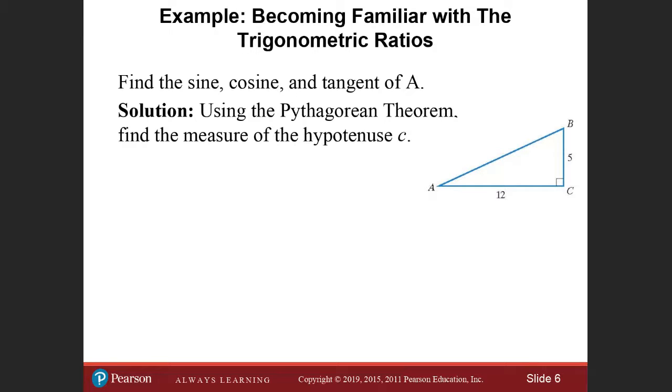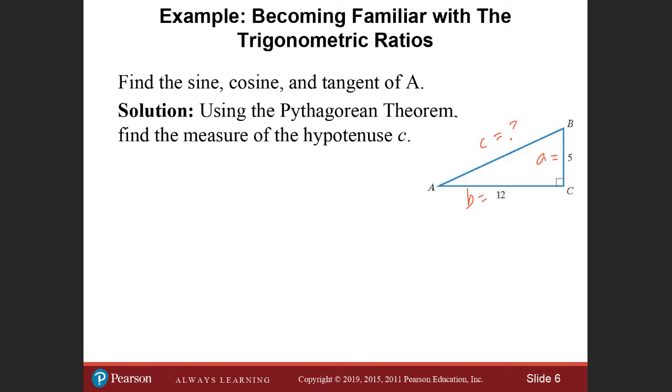Okay, here's an example. Find the sine, cosine, and tangent of A given the figure here. So here you're given A equal to 5 and B equal to 12. But the longest side C is not given, so we do not know C.